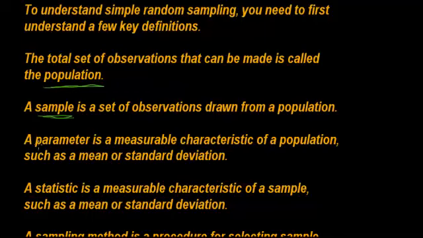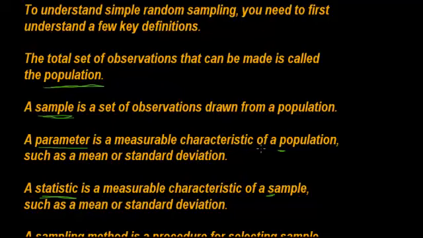Remember this term parameter. It's a measurable characteristic of a population. Remember how we noted we could remember: a parameter is a characteristic of the population, and a statistic is that measurable characteristic of a sample. And we'll be talking about these. Examples of those are the mean or standard deviation.